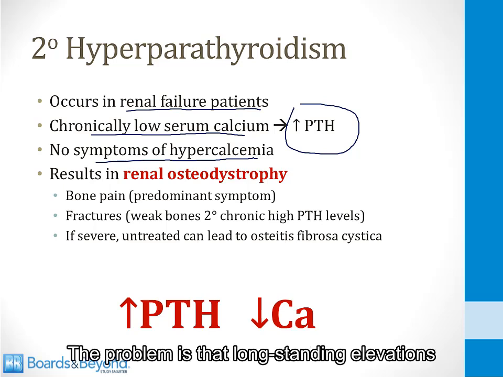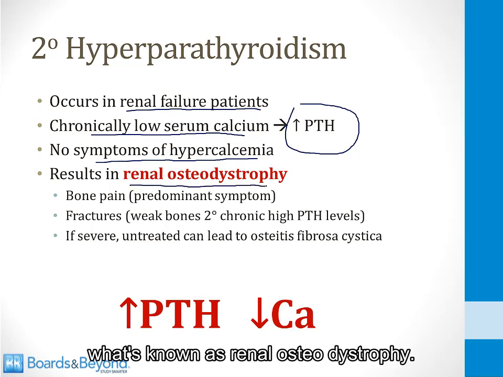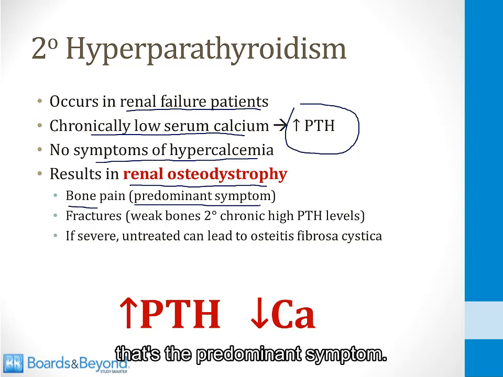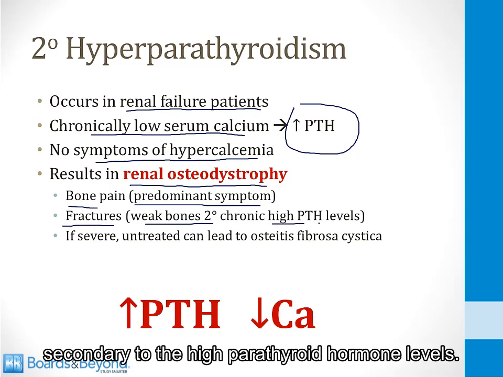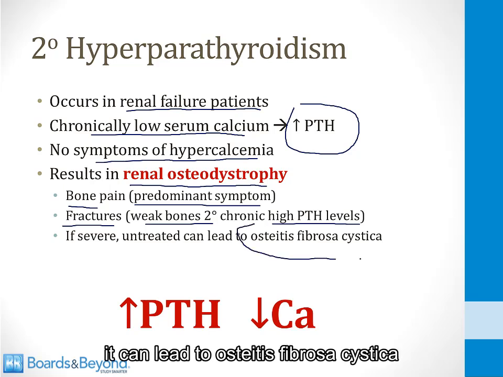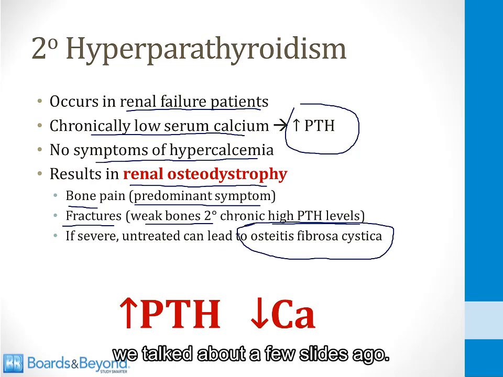The problem is that long-standing elevations of parathyroid hormone lead to what's known as renal osteodystrophy. This is a bone disease. Patients complain of bone pain. That's the predominant symptom. They are also at risk for fractures. They have weak bones secondary to the high parathyroid hormone levels. And if it's severe and untreated, it can lead to osteitis fibrosa cystica, which has that collection of bone changes we talked about a few slides ago.